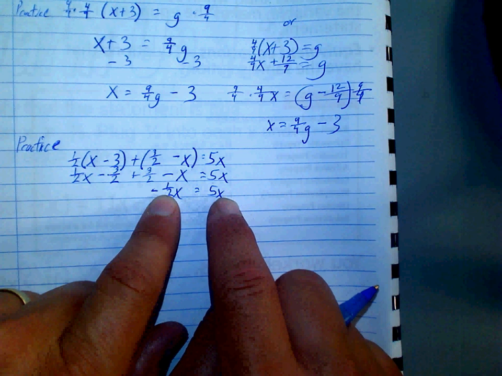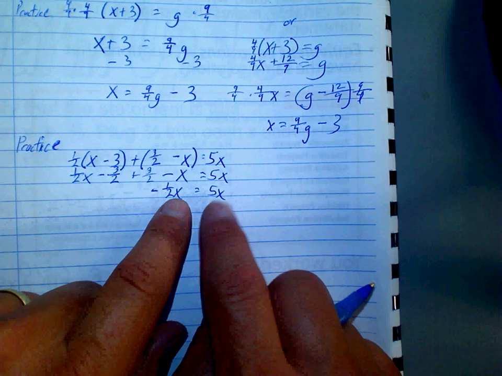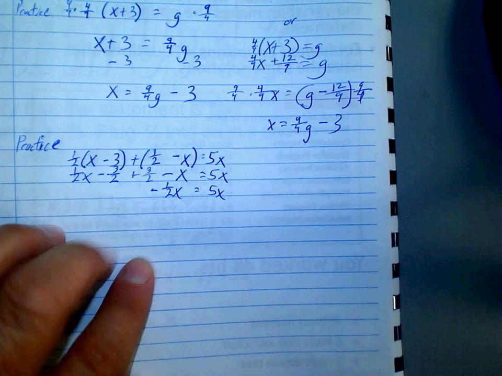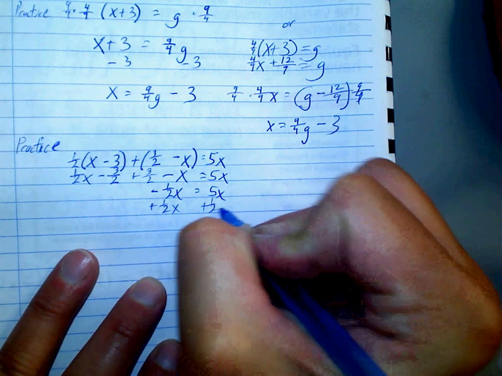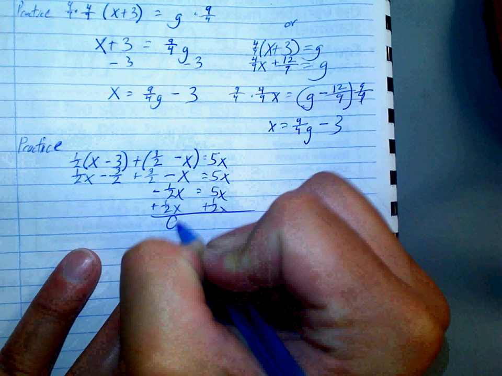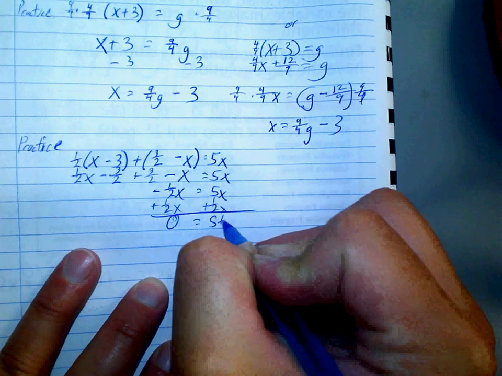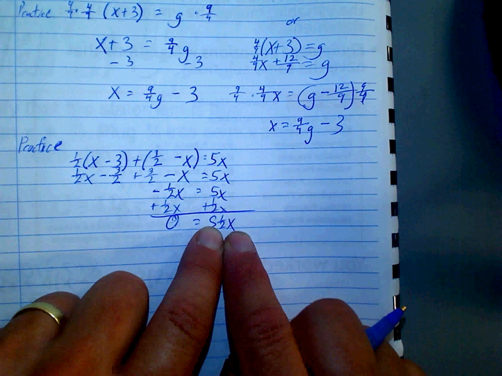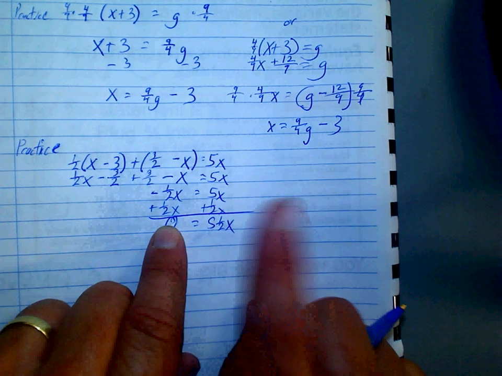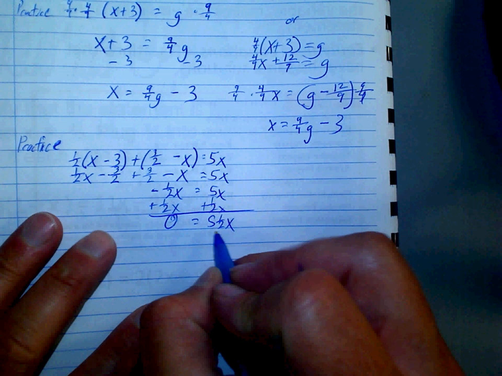Now, to prove it to you, let's add the 1/2 x to both sides. Take it over here, we have 0 equals 5 and 1/2 x. So there we see it again. What is the only thing you can multiply by 5.5 to make 0? That's got to be 0. Let's go ahead and take it farther. Divide by 5 and 1/2.